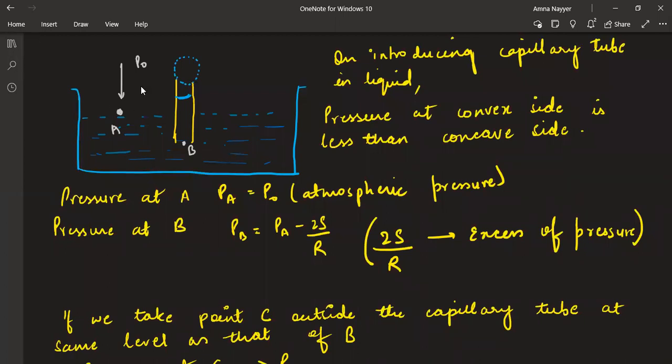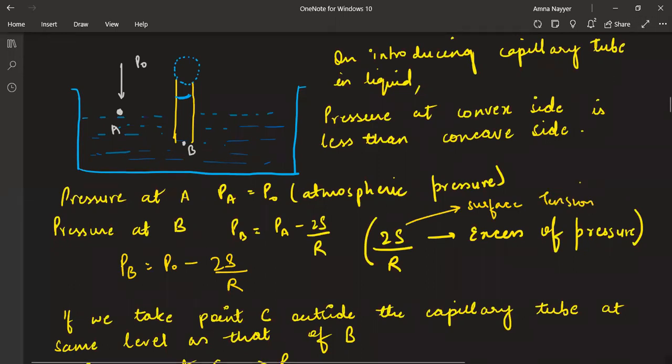So pressure at A point becomes exactly at the atmospheric pressure. And pressure at B point becomes PA minus 2S by R. Or you can write PB as the atmospheric pressure minus 2S by R. And 2S by R is excess of pressure, where this S is the surface tension. All right, this is surface tension.